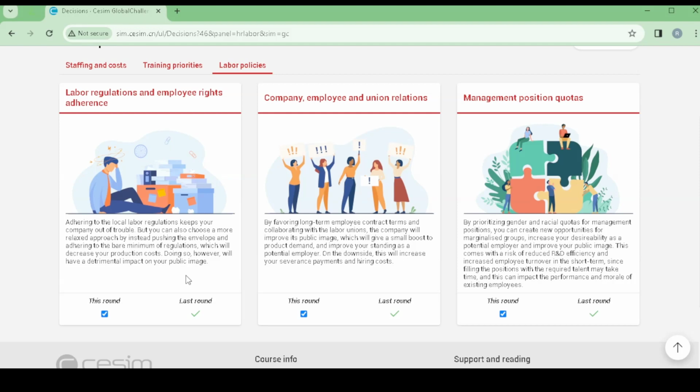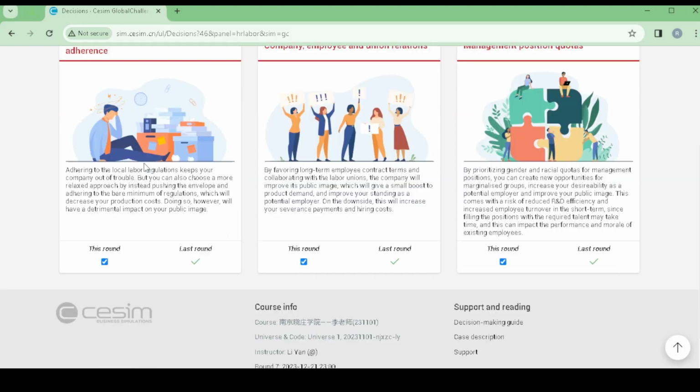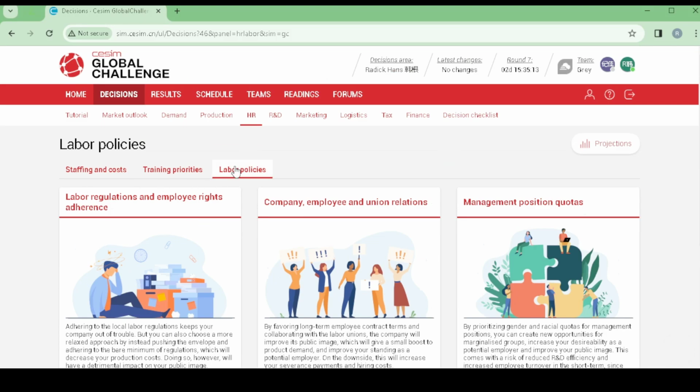Next is the company, employee, and union relations. And under this, we are going to talk about how by favoring long-term employee contract terms and collaborating with the labor unions, the company will improve its public image. Then you have the management position quotas. This is now where we are going to talk about prioritizing the gender and racial quotas for management positions. Then that's it about the labor policies. So that's the end of our discussion about the HR.